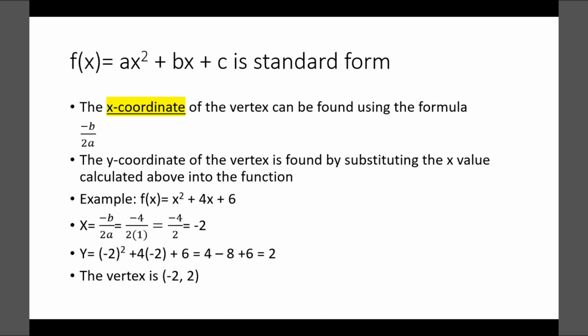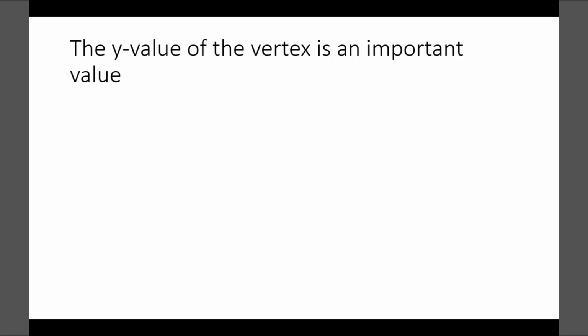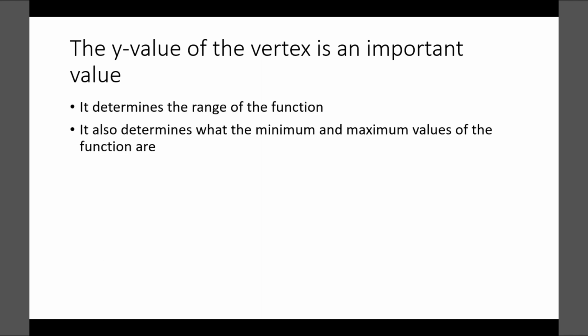But the vertex also allows us to do some analysis as well. For example, the y value of the vertex is an important value. It allows us to determine the range of a function. It also allows us to determine the maximum or minimum value of the function. So for example, the prior example we did, the vertex was negative 2, 2. So the range value is going to be based on the y value. So the range will be y is greater than or equal to 2.